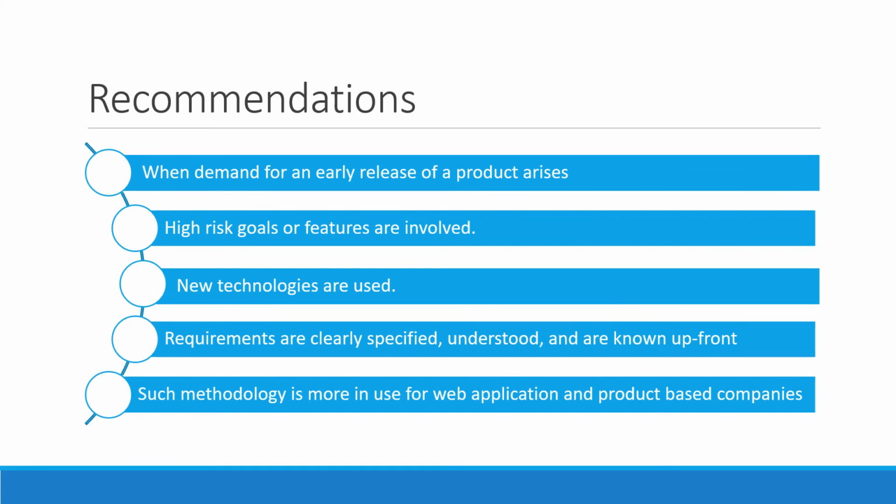Whenever we want to use the incremental model, especially if it is applied to build software that will integrate a cyber-physical system, we need to take into account the following recommendations. Use it when there is demand for an early release of a product, high-risk goals or features are involved, new technologies are used, and requirements are clearly specified, understood, and known upfront. Such methodology is more in use for web applications and product-based companies.